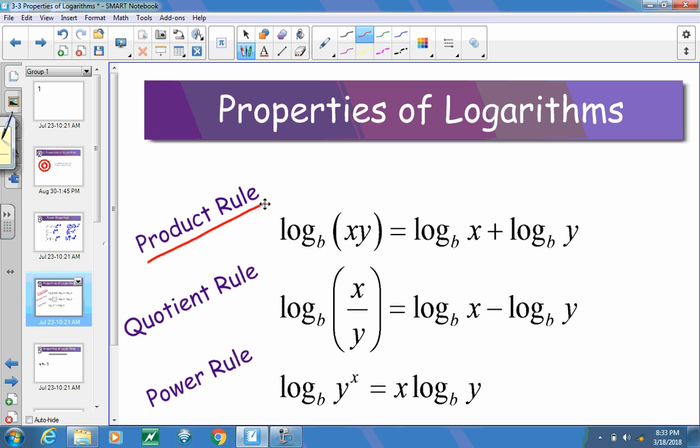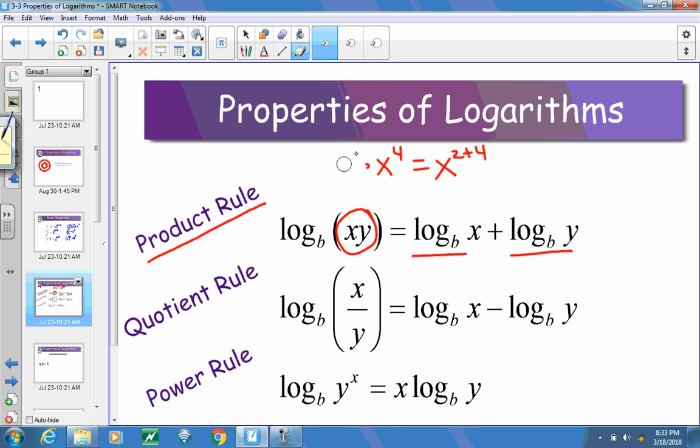So the product rule: when you take the logarithm of a product, we're going to add the logarithms together. Thinking about that, when you take x squared and multiply it by x to the fourth, we add the exponents together, so we take 2 plus 4. So here we're taking the log of x plus the log of y. Notice that I'm keeping it the same base. So log base b of x times y equals log base b of x plus log base b of y.